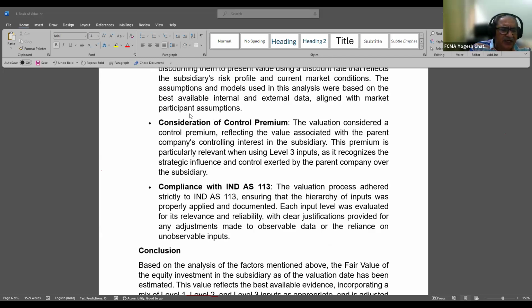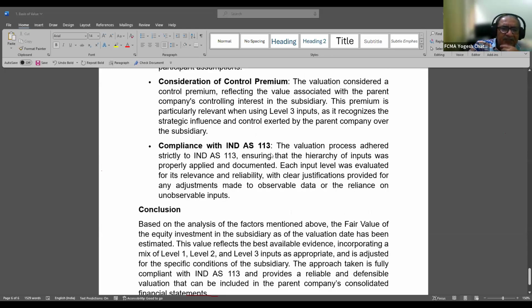So you always need to consider a control premium in such scenario. So valuation considered a control premium reflecting a value associated with a parent company's controlling interest in the subsidiary. And this premium is particularly relevant when using the level 3 input as it recognizes the strategic influence and control exerted by the parent company over the subsidiary.